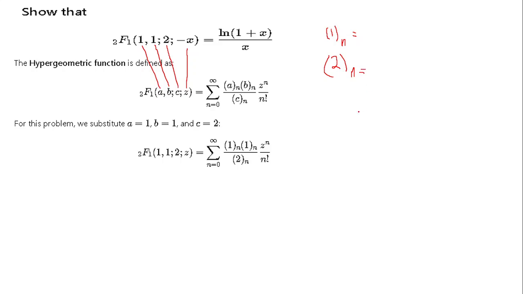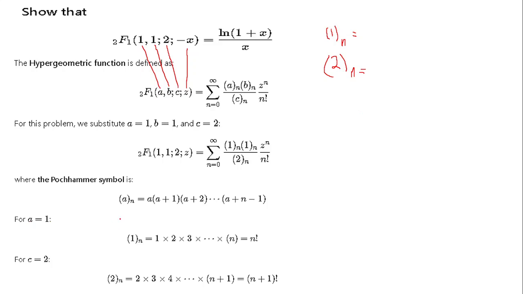So how do we expand this? To expand this, we move to the next step. This is how the Pochhammer symbol is defined, right? Now if you look at our first case here, A is equal to 1. So if A is equal to 1, anywhere you see A, you put 1. So 1, 1 plus 1, 2, 3. So if you have 1 times 2 times 3 up to n, that is what? n factorial.